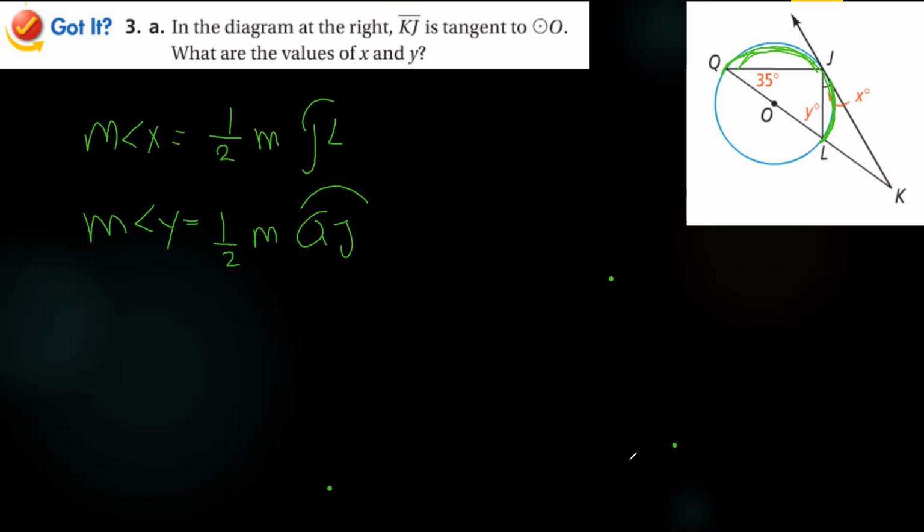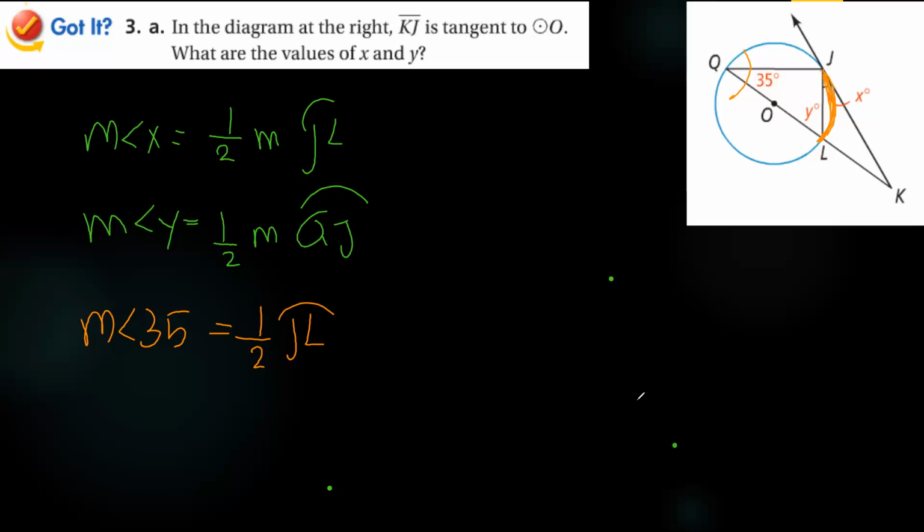I have to think now, how can the angle 35 help me? Since it's written, that means it can help me. Now look at angle 35. Where is its inscribed angle? It is this one. This is the inscribed angle 35. Where is the intercepted arc? It's JL, because of this point and this point. So it is JL.